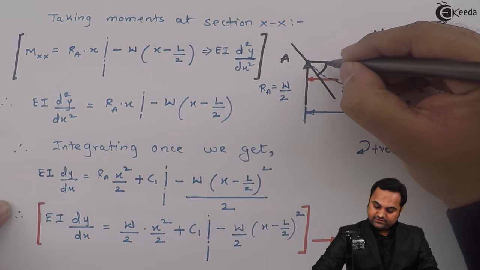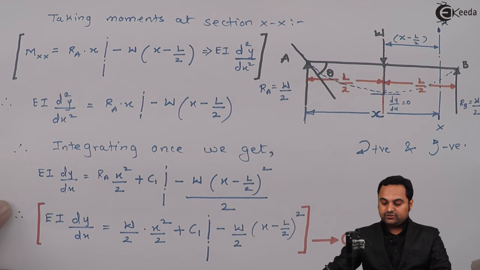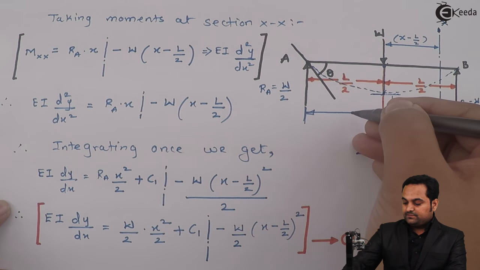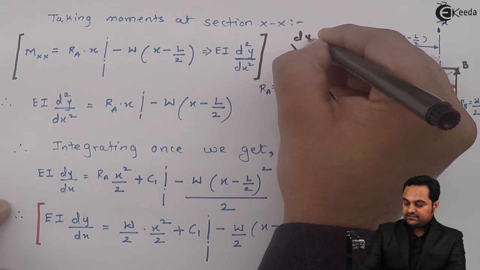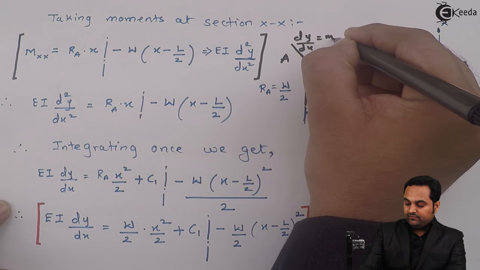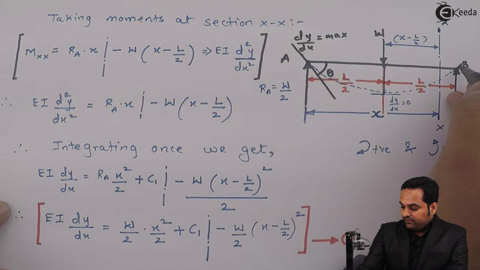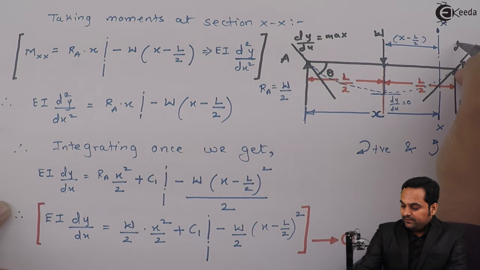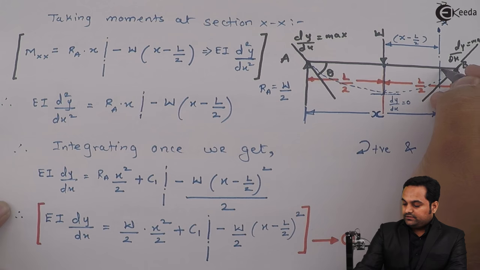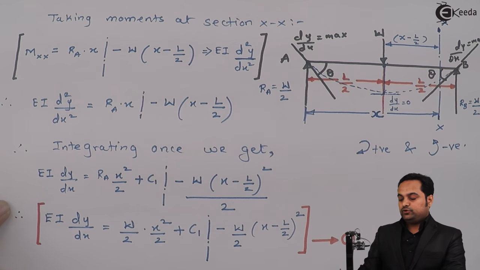This is theta. Theta indicates the slope. So slope is maximum here, so dy by dx will be a maximum value here. Similarly, at point B, if I draw a tangent to the curve, we will be getting dy by dx as maximum value. This will indicate the maximum slope.